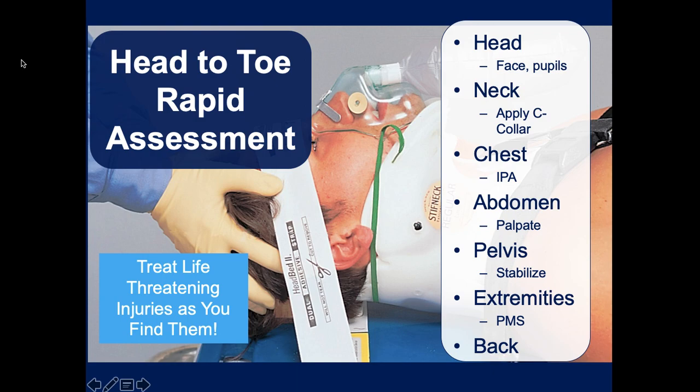Remember, as you're going through this head to toe, you might see a life threat that you hadn't seen before. As soon as you find that life threat, and in this case it's probably going to be bleeding or a sucking chest wound, you immediately treat it. You stop the bleeding with your hand, you cover the sucking chest wound with your gloved hand, and then you have your partner come in and take care of that problem.